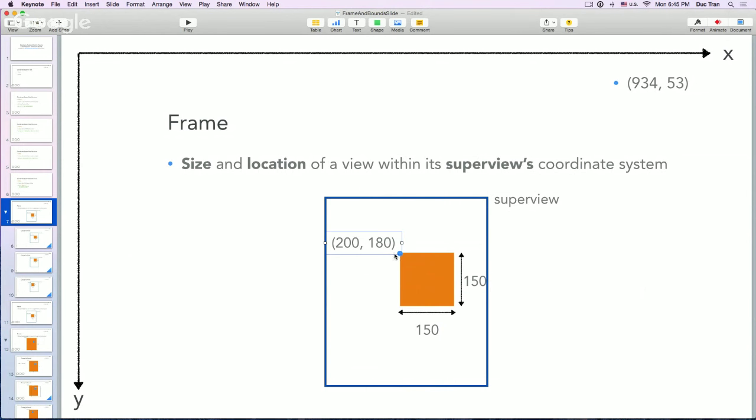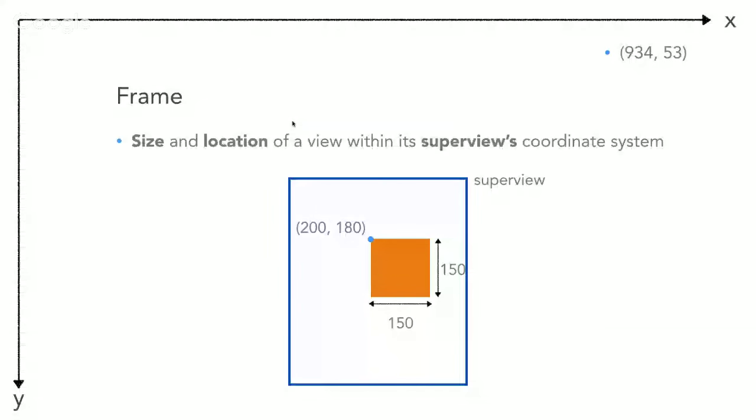All right, and for the location, it cares about the origin of this. So the origin is 200 and 180, and it is within the superview's coordinate system. The coordinate system of the superview is this view. So this is 200, 180 inside the coordinate system of this view, and the size is 150 by 150. All right. So interesting things will happen when you change some of these properties of the frame of a view. Things like you can animate those things.